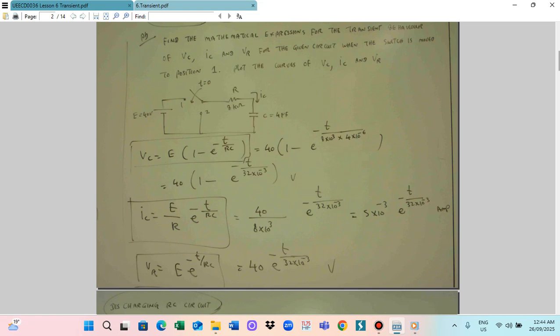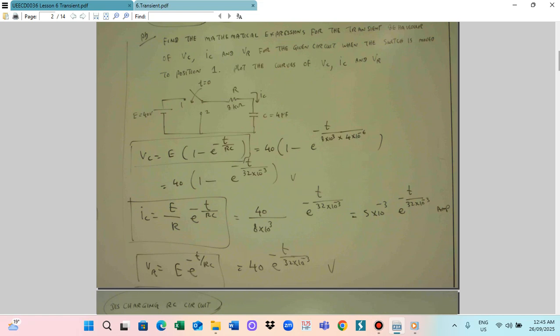This is the time constant tau, which is equal to R multiplied by C. So you can also calculate IC equals E over R times e to the power minus t by tau. By this way you can calculate. We call this a transient circuit. Transient circuit means when you switch on and switch off, the current and voltage properties follow different behavior.